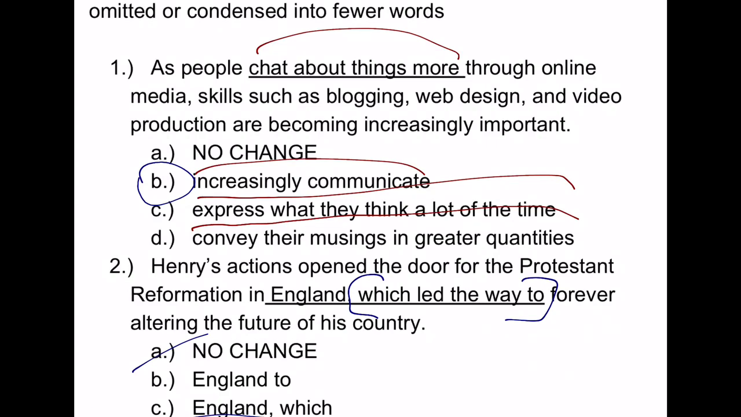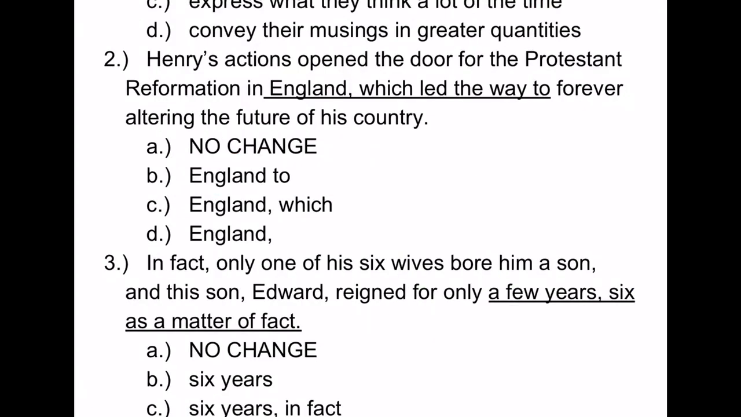the wordiness approach works. Number 2, Henry's actions opened the door for the Protestant Reformation in England, which led the way to forever altering the future of his country. This phrase, which led the way to, adds nothing. The sentence is the same without it. And if we say to forever altering, that doesn't really fit with the verb there, or which forever altering, doesn't fit either. D is the best choice. It is the most concise, the least wordy.